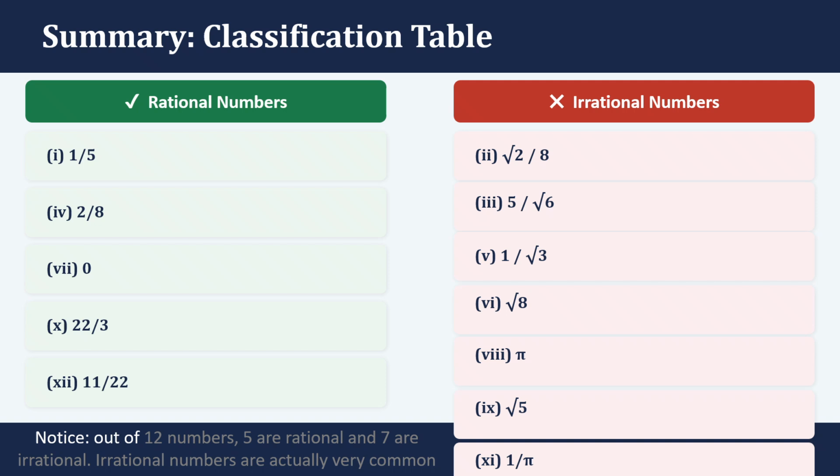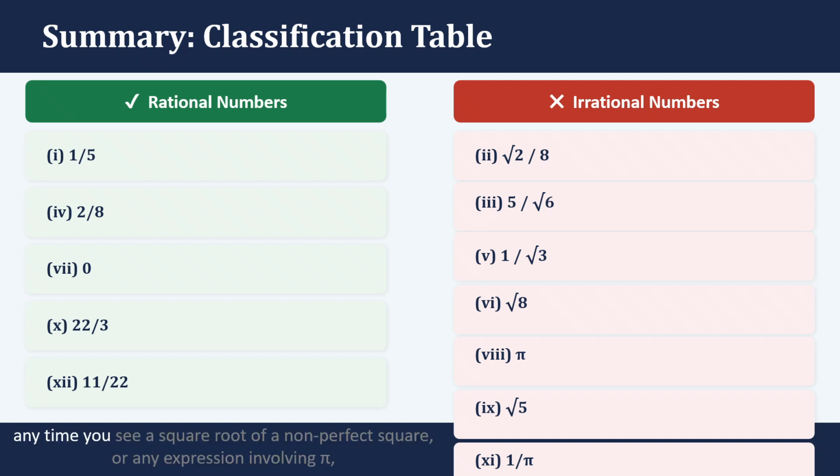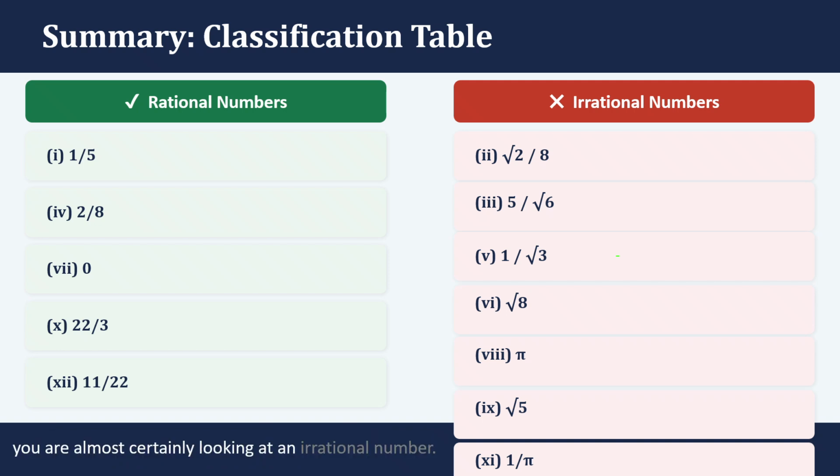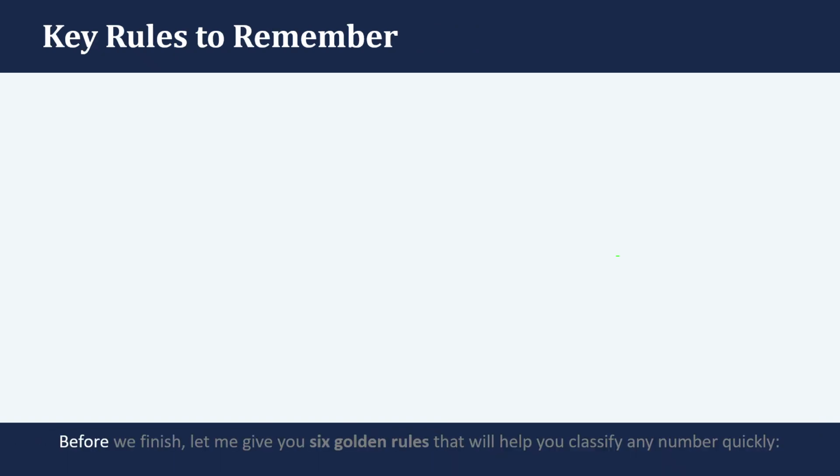Notice, out of 12 numbers, 5 are rational and 7 are irrational. Irrational numbers are actually very common. Anytime you see a square root of a non-perfect square, or any expression involving pi, you are almost certainly looking at an irrational number. Before we finish, let me give you 6 golden rules that will help you classify any number quickly.